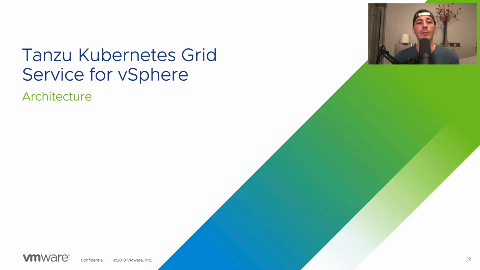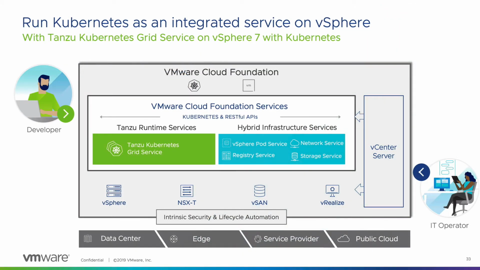All right, so let's look at the Tanzu Kubernetes Grid service for vSphere. Now, this is all the new stuff that's now integrated into vSphere 7. So this is all a part of not just vSphere 7, but also VMware Cloud Foundation. As part of VMware Cloud Foundation, it comes with a lot of other components that are built into it. So it's a very tightly integrated type of offering.